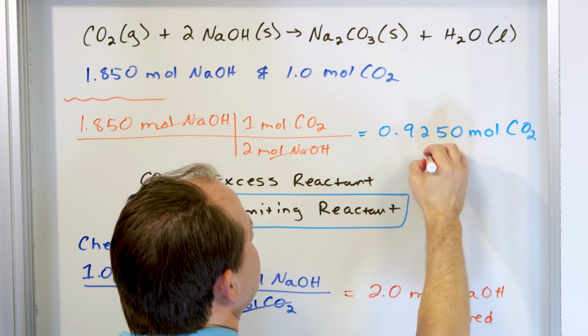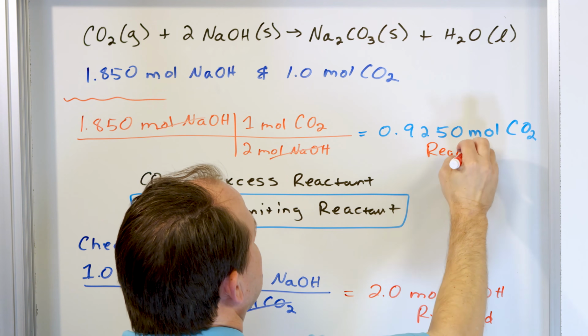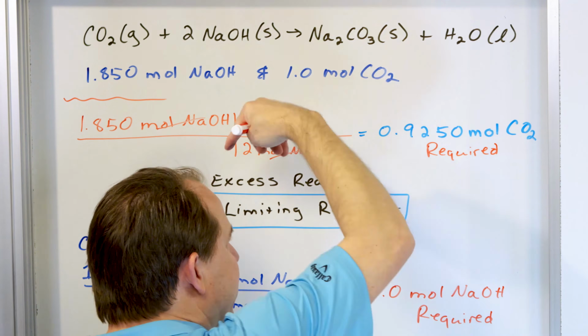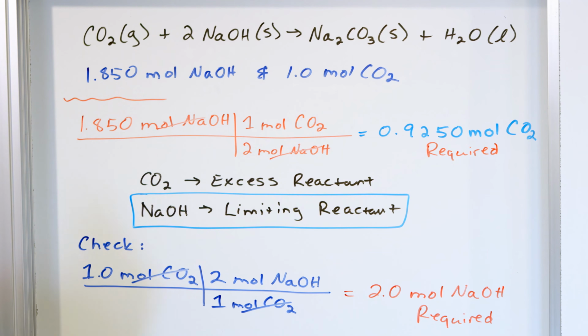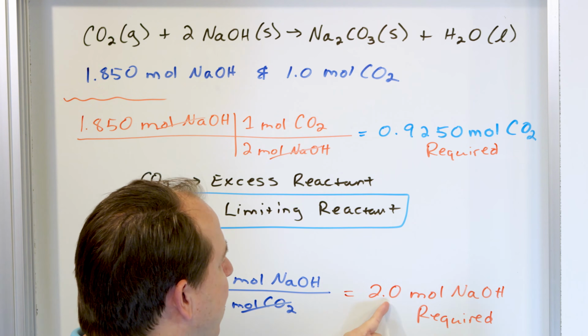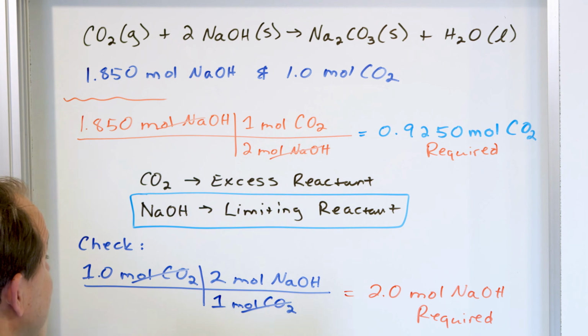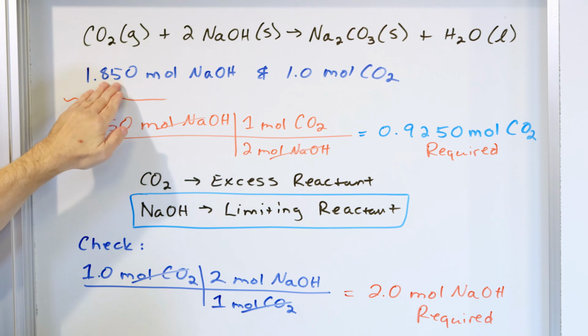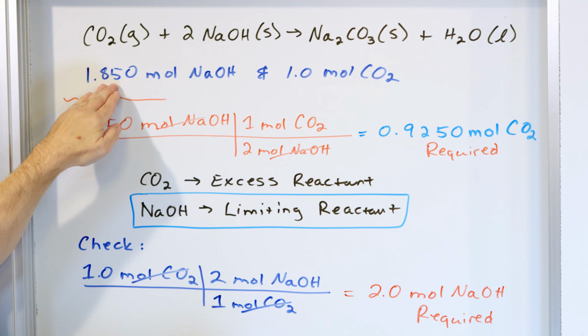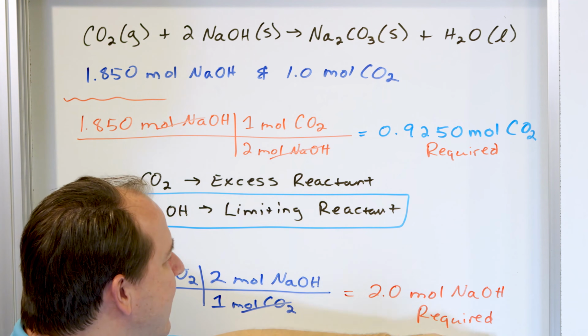So 2 moles of NaOH required. In fact, I'm going to write the word required here. Required to react with the other number that I had in there, okay? So what this is basically saying is that if I start with 1 mole of carbon dioxide, I must have 2 moles of sodium hydroxide, right? This is exactly what the reaction is. However, I'm actually starting out with less than 2 moles of sodium hydroxide. I am starting out with 1.85. That's less than the required amount I need.